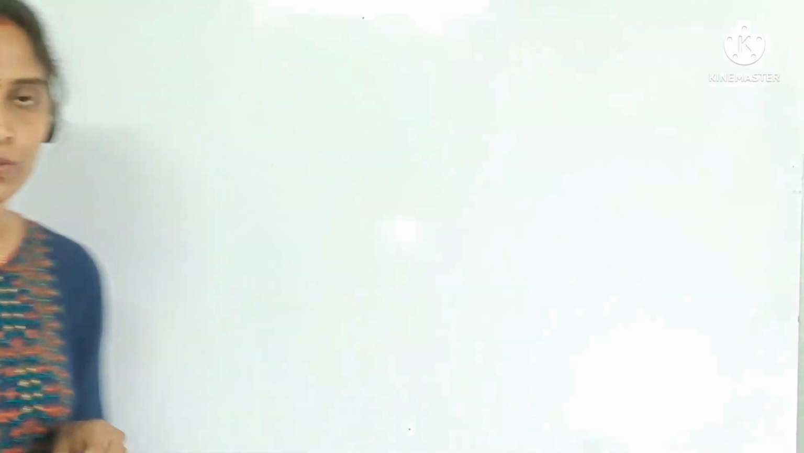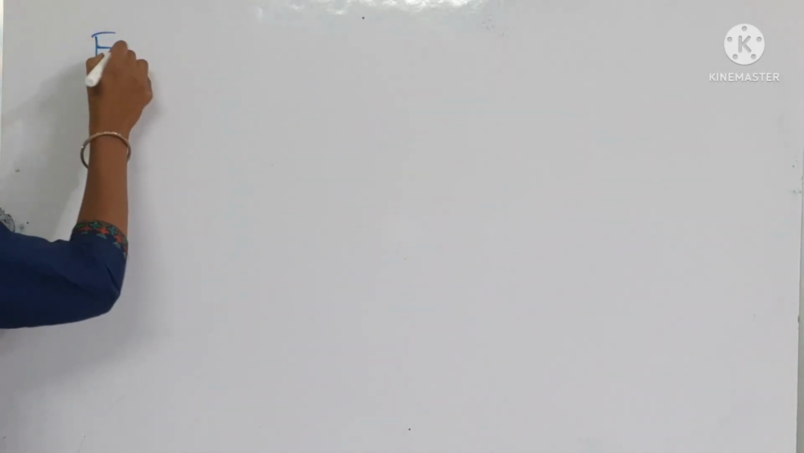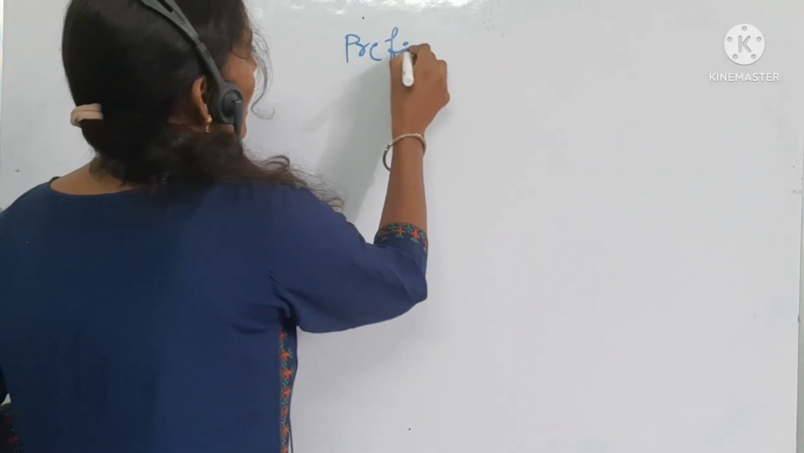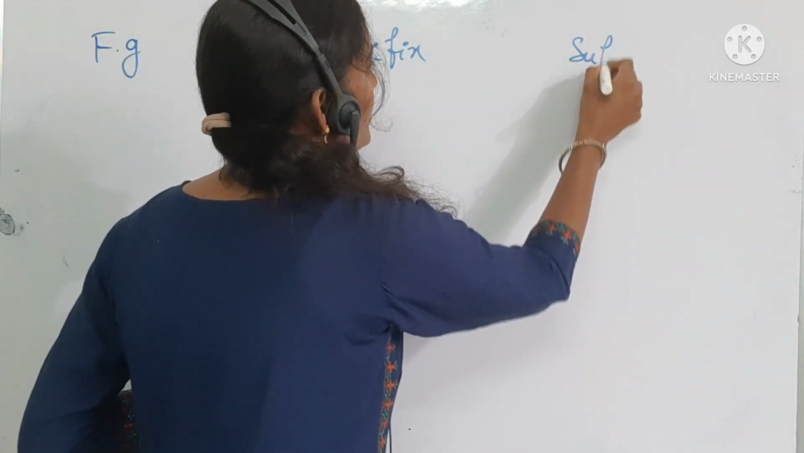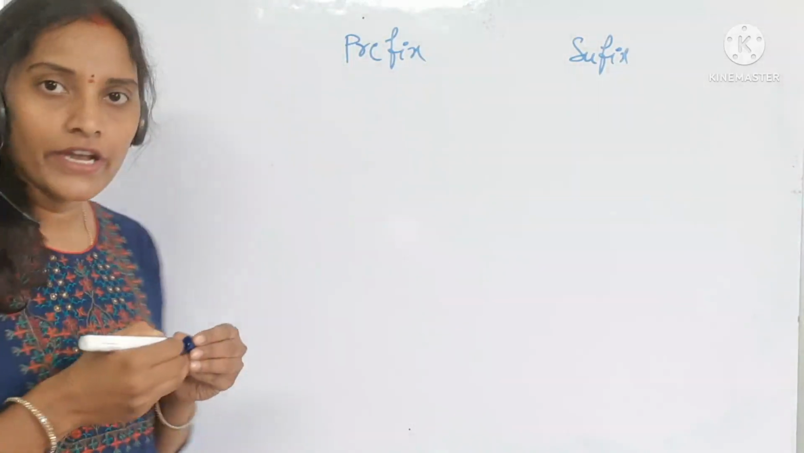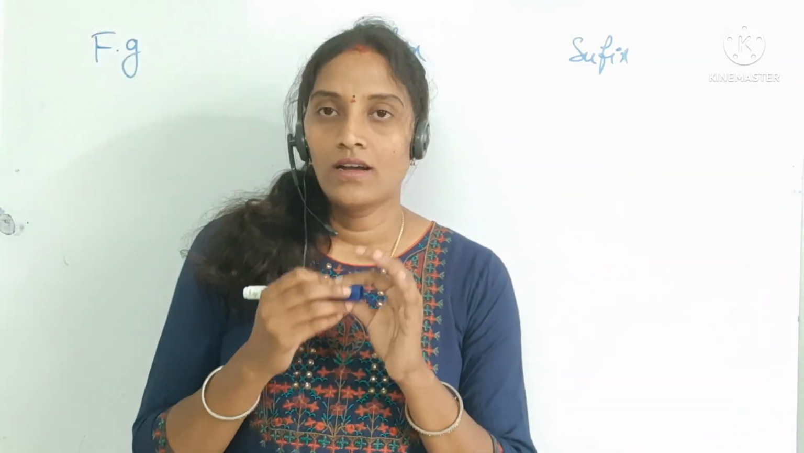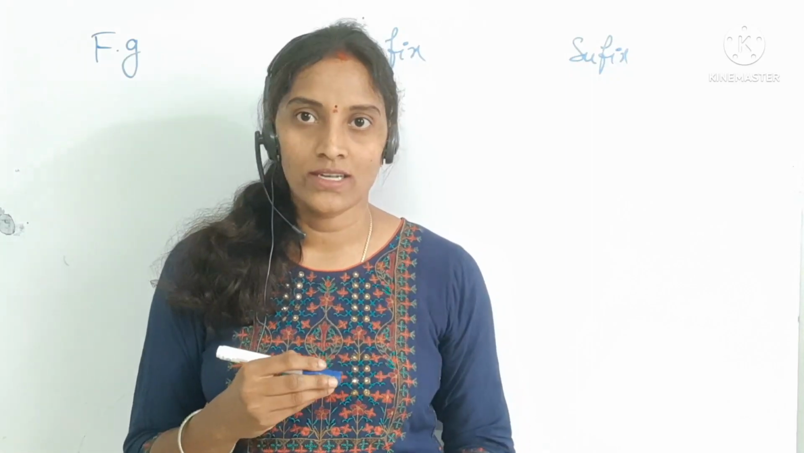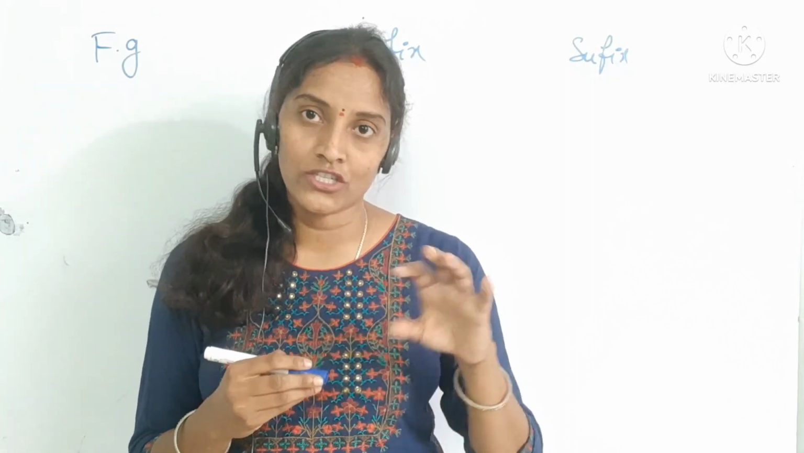Let's see functional groups. This is the functional group, this is the prefix and this one is the suffix, students. Here, if any functional group is written as a prefix, how do we call it? If the same functional group is written as a suffix, how do we call it?